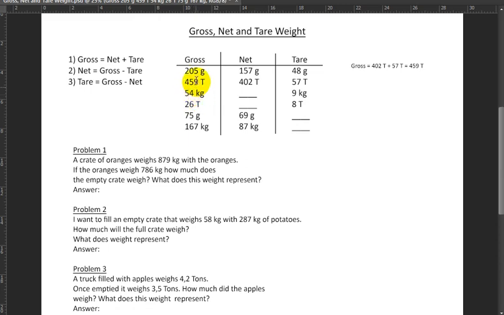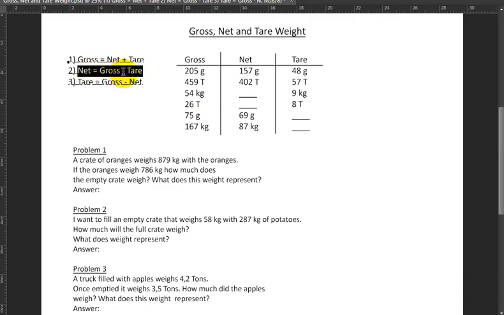Next up, we are being given the gross weight this time. We are looking for the net weight. So we're going to need to use a different formula. This one is no longer going to work because it is not the one that gives us the net weight. We need the one that gives us the net weight. Well, which one is it that gives us the net weight? That would be this one.